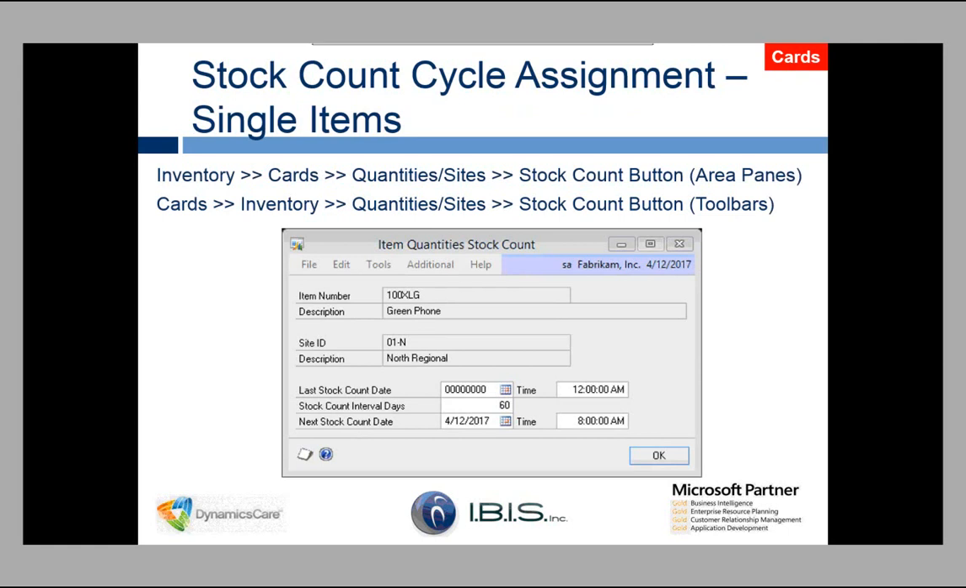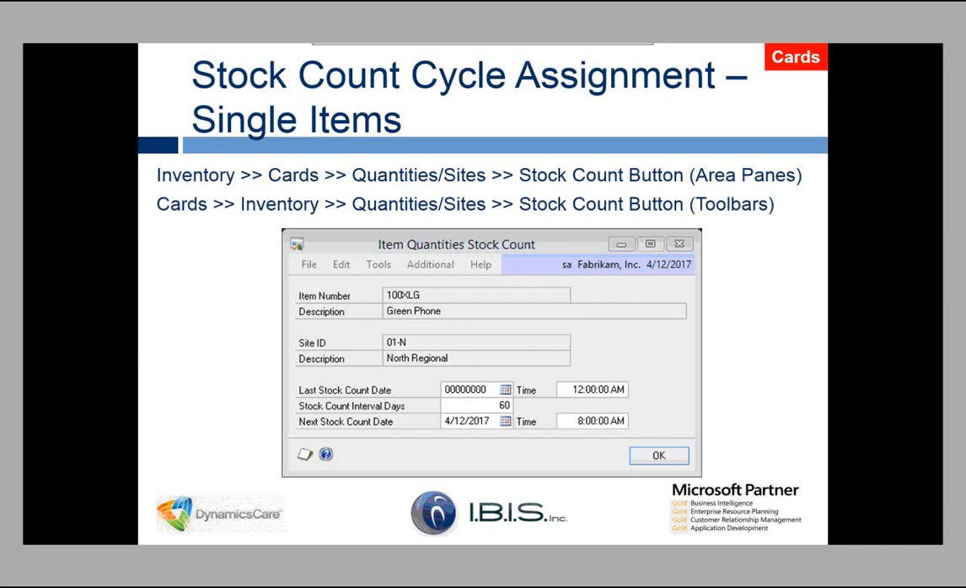So this is a screenshot of a single item, and I got to this window by going to the cards, inventory, quantity, site, stock count button. And it's going to show me the last time that this item was counted, the interval until it's supposed to be counted the next time, and the next count date that's been assigned.